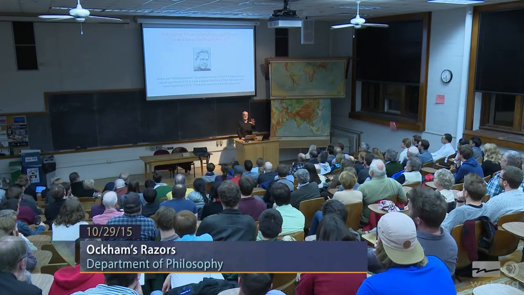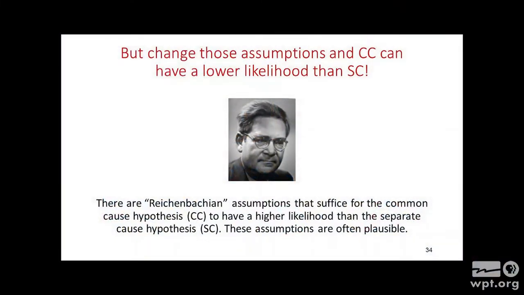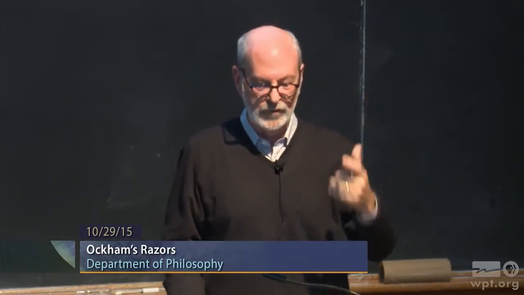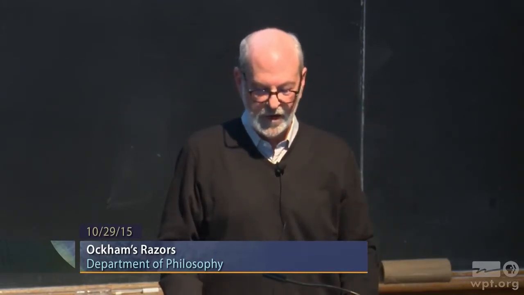Before I do that, here's the picture. Nice Reichenbach assumptions that tell you that the common ancestry hypothesis makes the similarity of human beings and monkeys more probable than the separate ancestry hypothesis does. That's nice. But now change those assumptions and you can get the reverse kind of result. And I'll describe some examples.